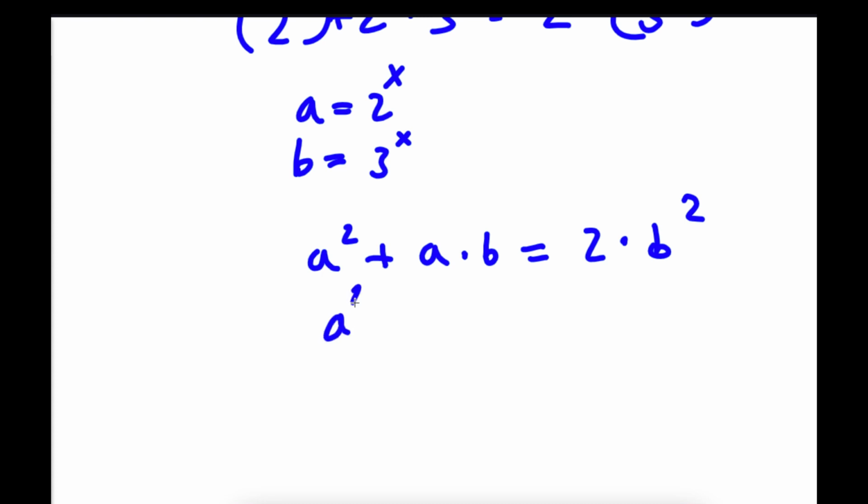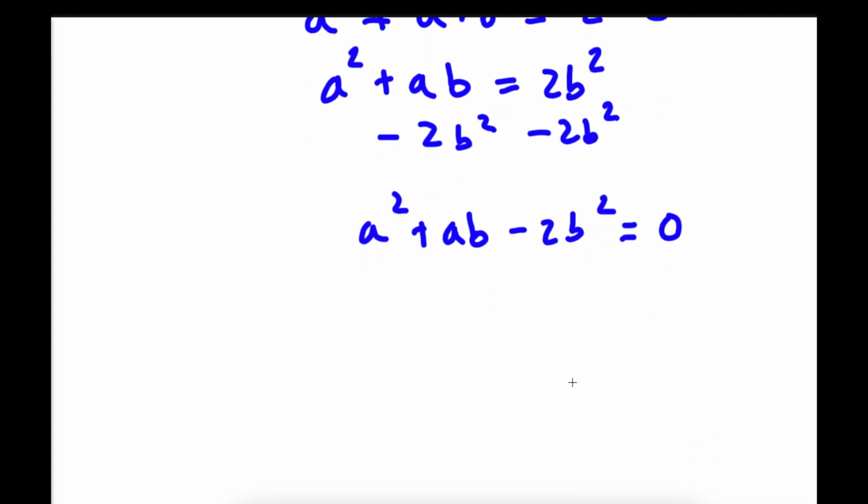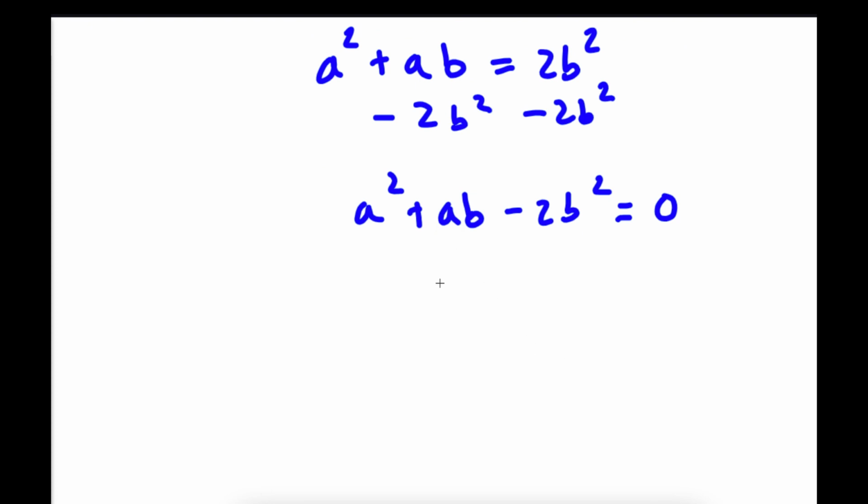And this is the same thing as a squared plus ab is equal to 2b squared. And now I'm going to subtract 2b squared on both sides. So now I have a squared plus ab minus 2b squared is equal to 0. Now ab here, this is the same thing as plus 2ab minus ab.